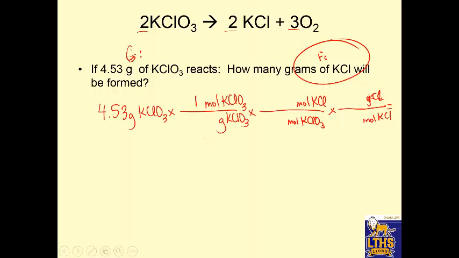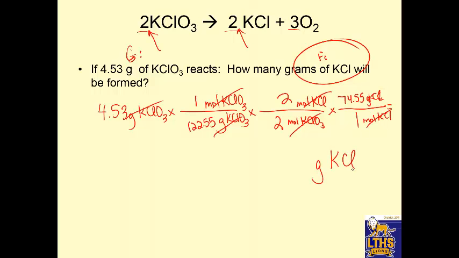Grams, you go get them from the periodic table, 122.55. Moles to moles, then use the balanced equation. In front of the KClO3, we have a 2. In front of the KCl, we have a 2. And then grams to moles, moles are number one. We go get grams from the periodic table, and that is going to be 74.55 grams. Now, goodbye grams of potassium chlorate. Adios moles of potassium chlorate. Hello, grams of KCl, which is what we're trying to find.